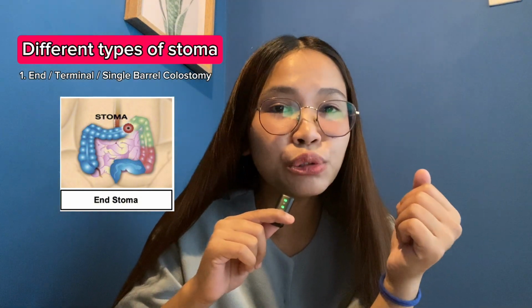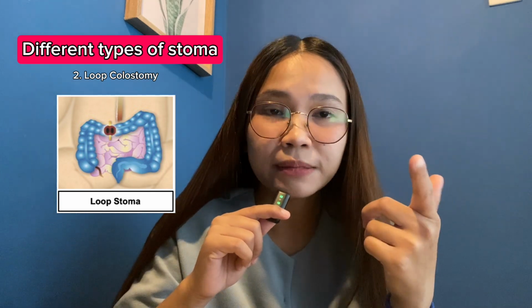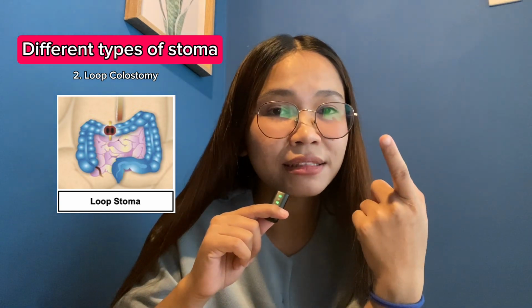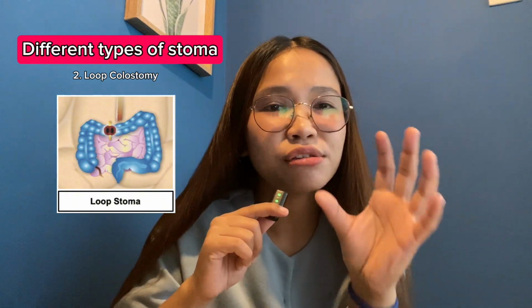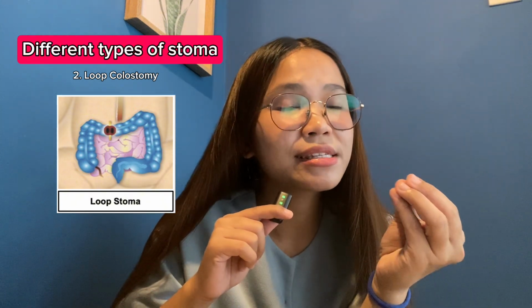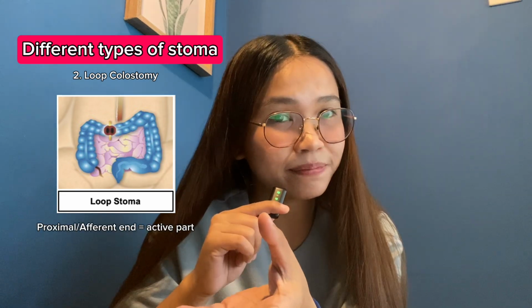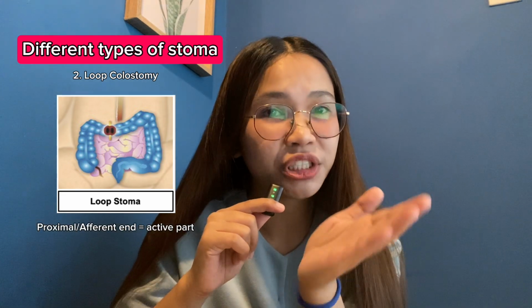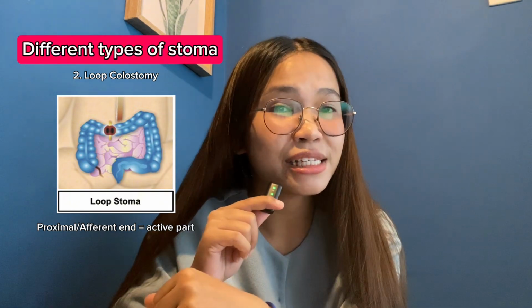Next naman is you have your loop colostomy. This one, from the word itself, loop. You loop out the intestine and ilalabas mo siya sa abdominal wall. In this kind of stoma, guys, you can see two stoma in the person. So, meron siyang two parts. First is you have the proximal or the afferent stoma, which is basically yung attached pa to your small intestine and your upper gastrointestinal tract.